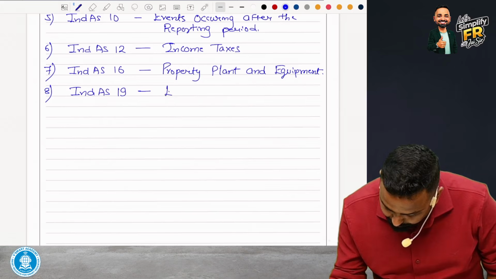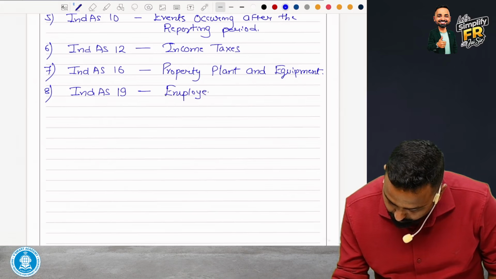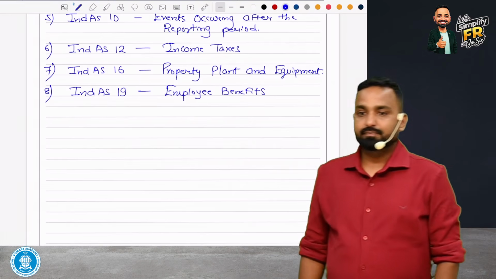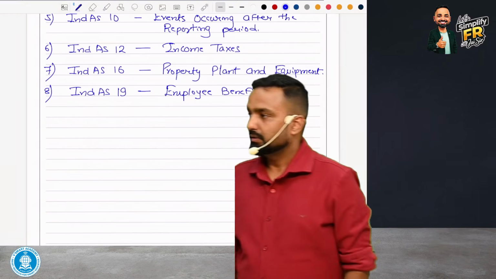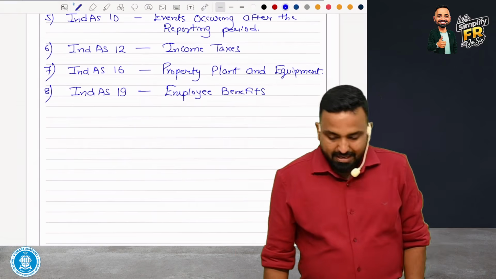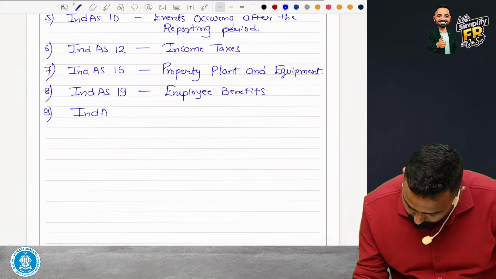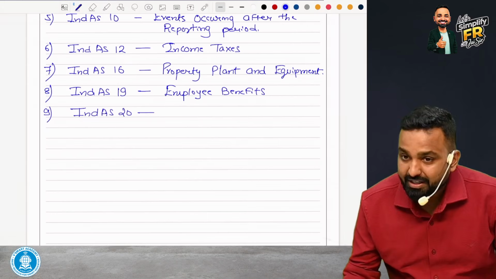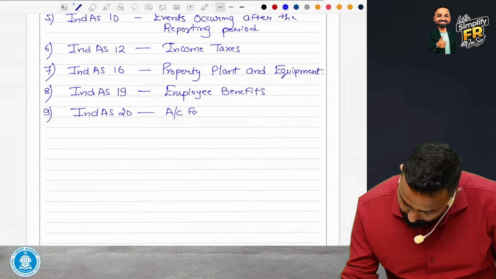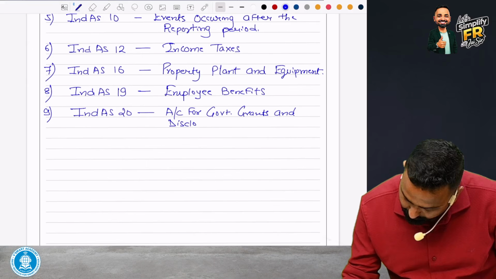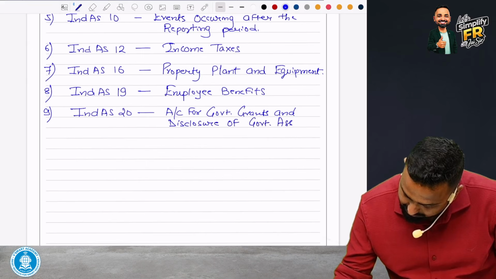Ind AS 19. Employee benefits, just like AS 15. Ind AS 20. Accounting for government grants and disclosure of government assistance.